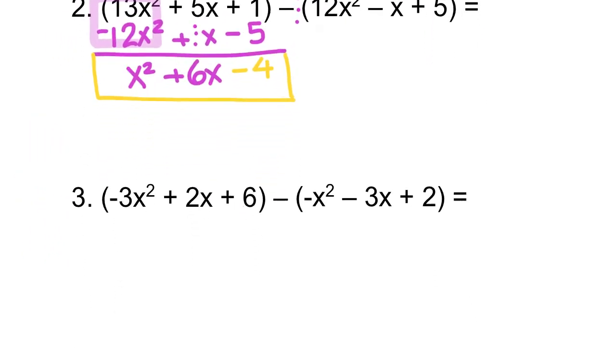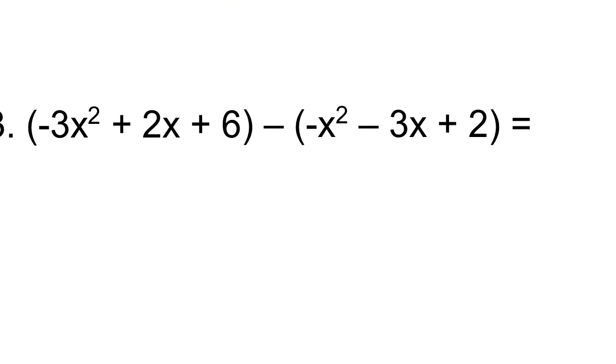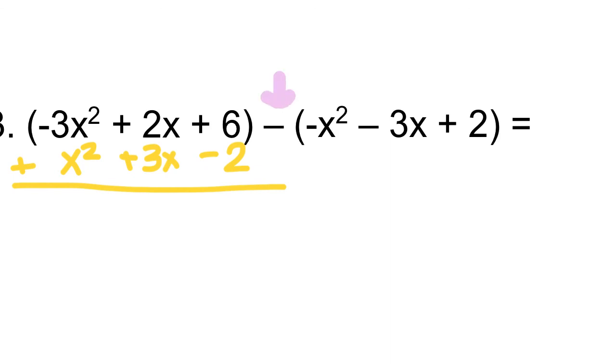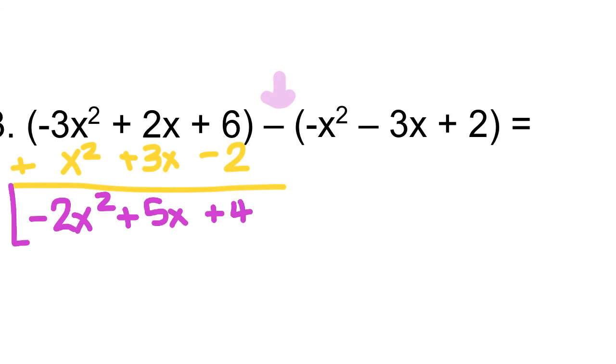Be sure to rewrite the second polynomial. Try number 3 on your own. Please pause the video here. Please make sure that you have written down the second polynomial correctly after distributing that negative. And then when we combine the like terms, we're left with -2x squared plus 5x plus 4. And that's our final answer.